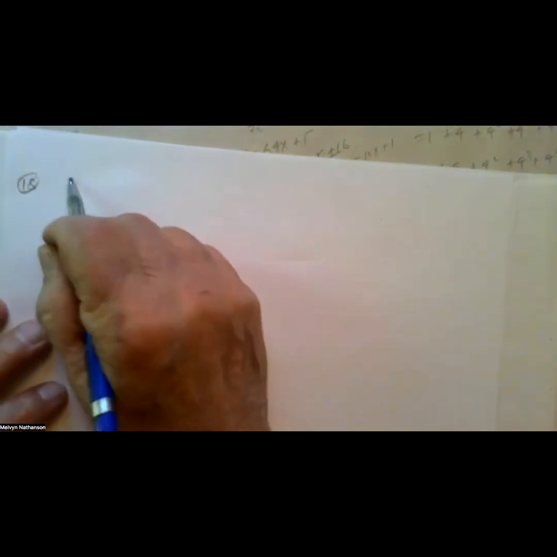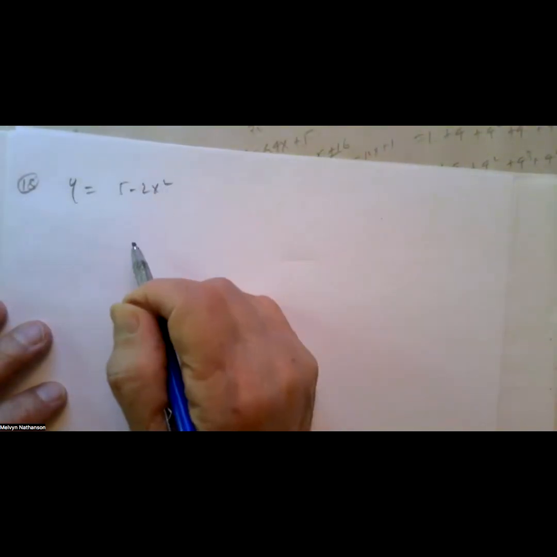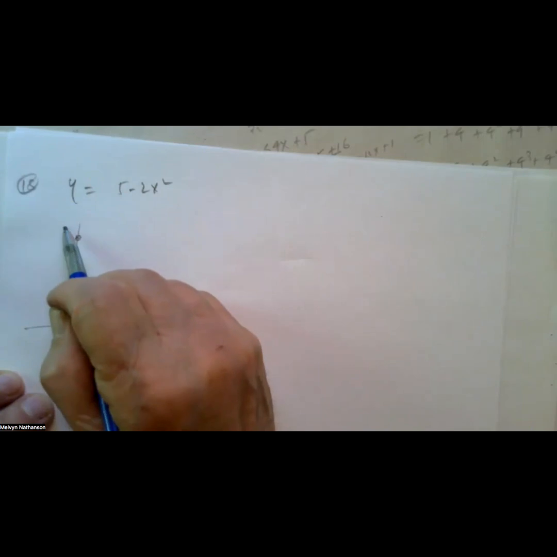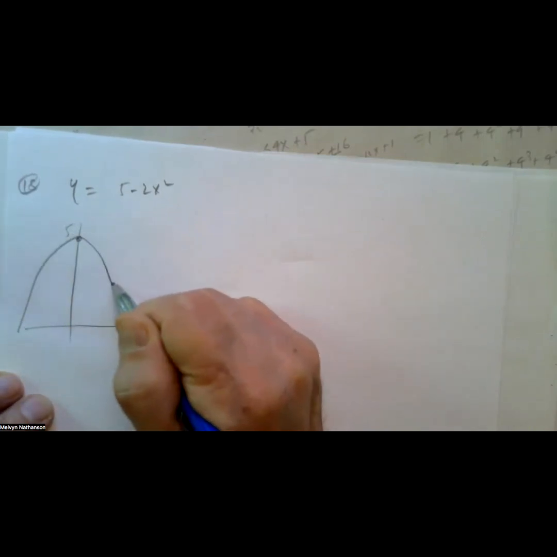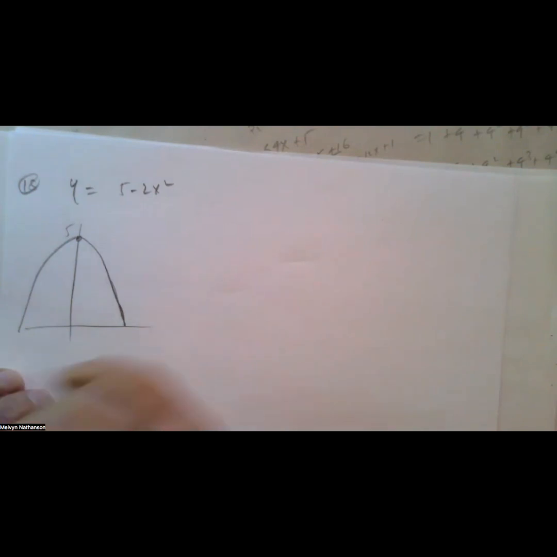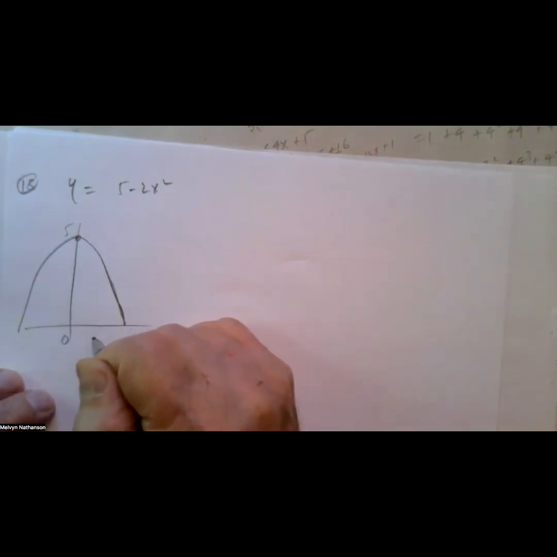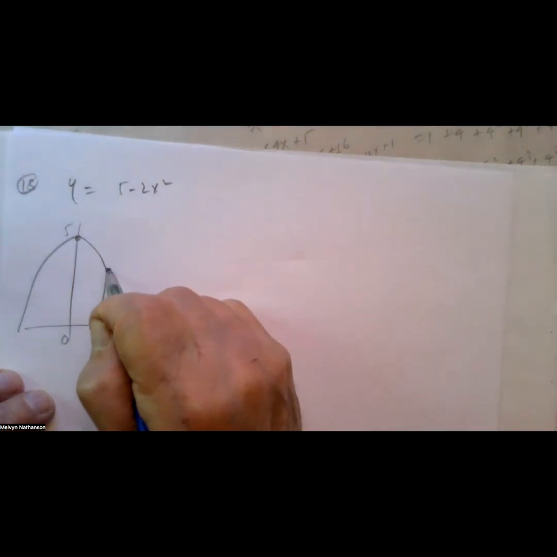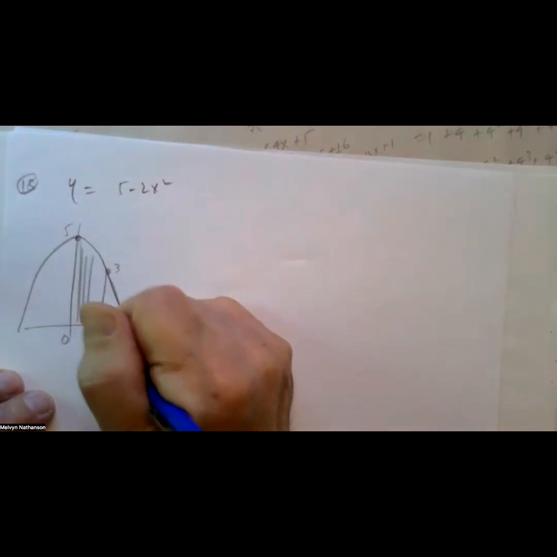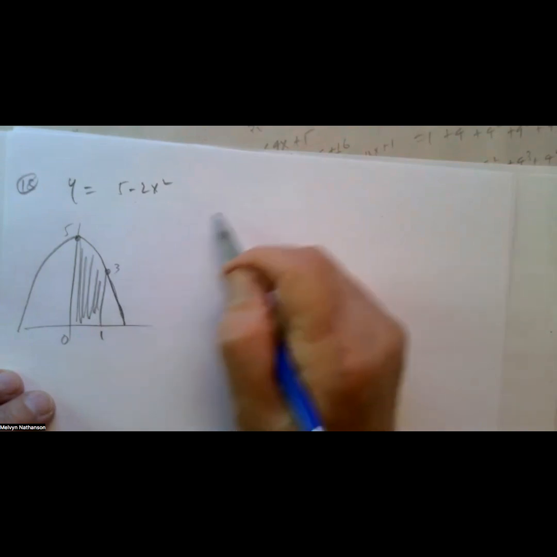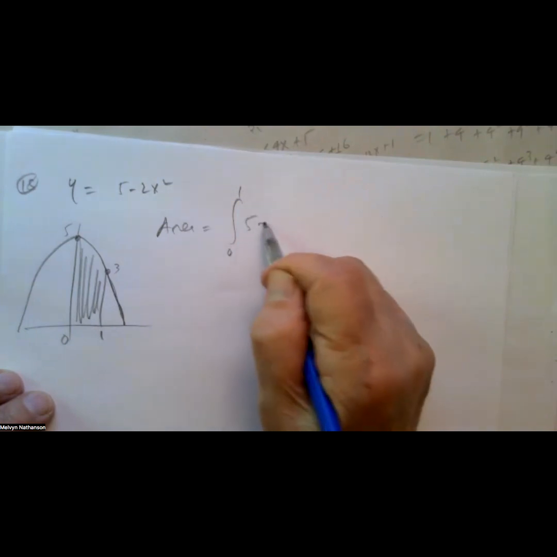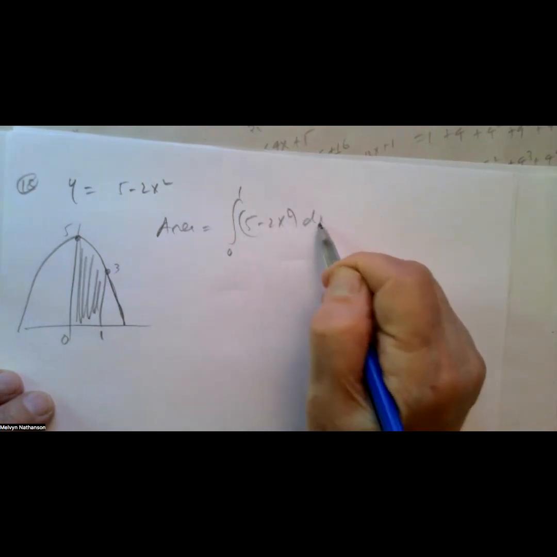In problem 18, we have the function y equals 5 minus 2x squared. This is just a parabola. The vertex is at 5, opening down. The parabola looks like that. And we want to find the area under this curve from 0 to 1. When x is 1, the height of this curve is 3. We want to find the area under the curve. The area is the definite integral from 0 to 1 of 5 minus 2x squared dx.